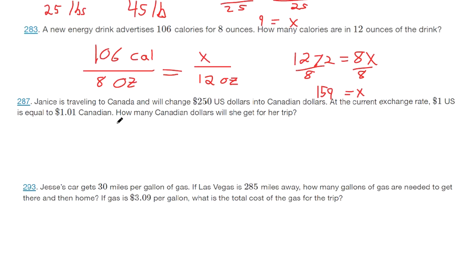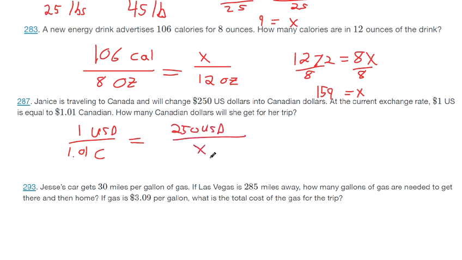Janice is traveling to Canada and will change $250 into Canadian dollars. Right now, it's $1 US, so I'm going to make this fraction first, because that's my conversion. Actually, let's make one USD for 1.01 Canadian. I don't know what they say for the abbreviation of Canadian. Right now it's way different than that. This textbook must have been written during the recession or something. So how many Canadian dollars will she get for a trip? They have 250 US dollars, and there's x amount of Canadian dollars.